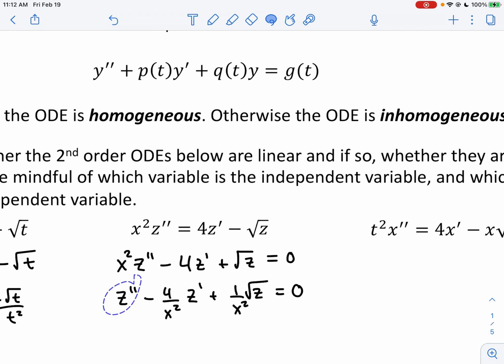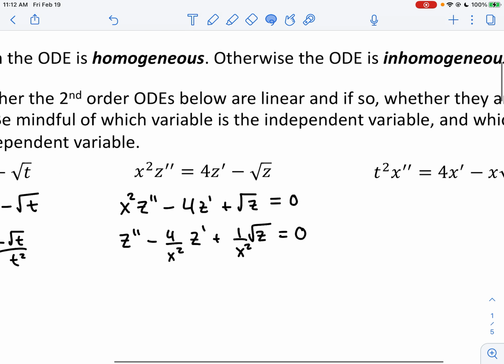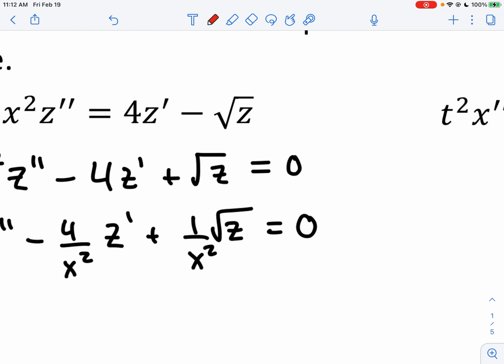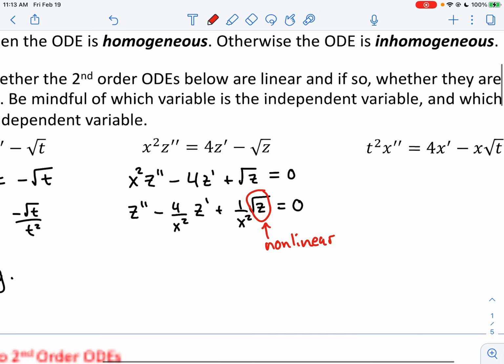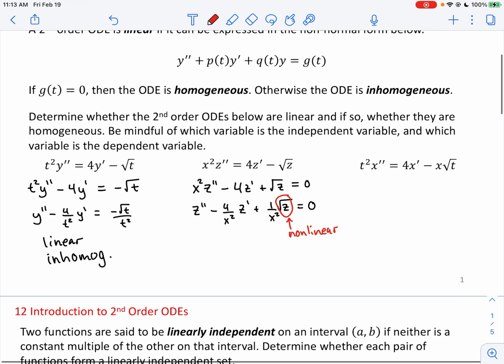We have the second derivative alone, then we have a function of the independent variable times z prime, so that looks exactly like that. Then we have another function of the independent variable times, oh, here's the problem. We have radical z. This dependent variable here has to have a 1 exponent, right? And this z down here has a 1/2 exponent. So we have a nonlinear term. We'll just say that this here is the nonlinear term. This is the reason why we're having a nonlinear equation. And if it's not linear, then we don't bother describing whether it's homogeneous or inhomogeneous as far as this exercise here is concerned.